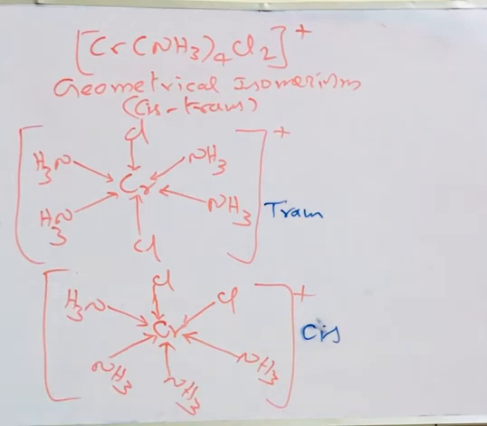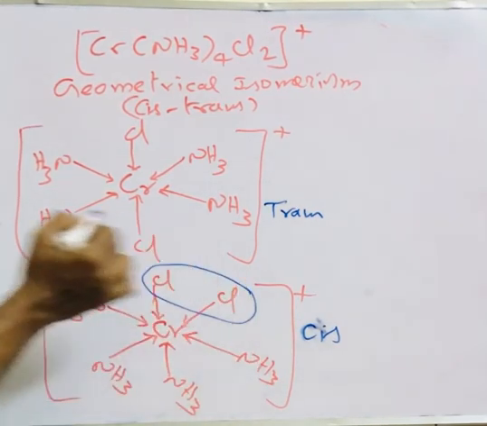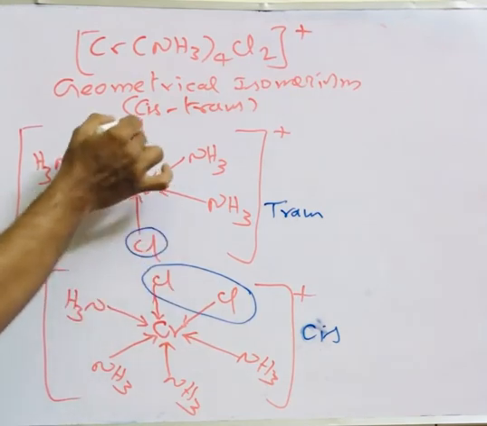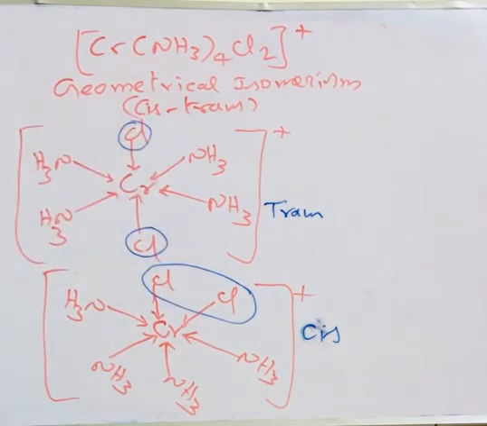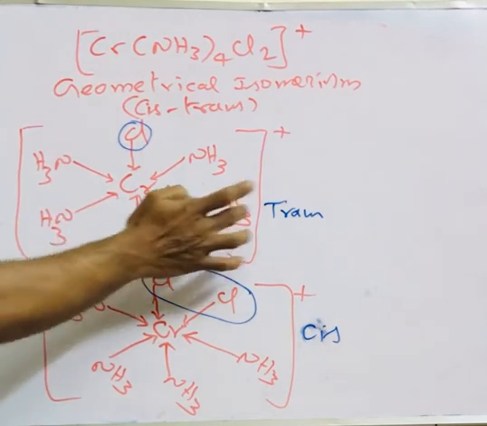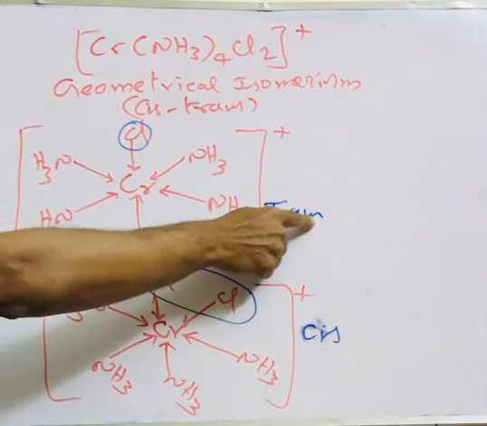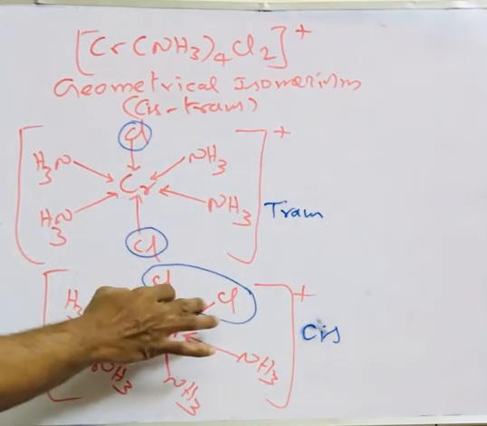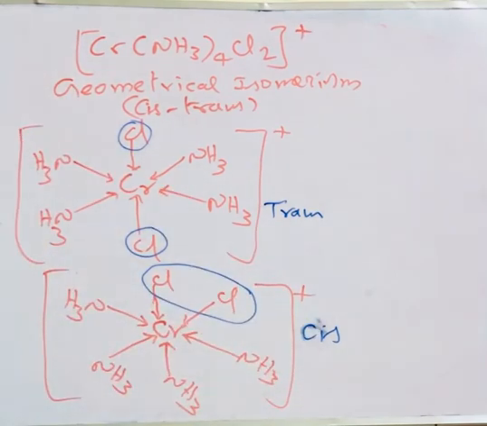Cis form. Why is it cis? You can see these both are on the same side. But here this and this are on opposite sides. When the similar groups are on opposite sides, that is called trans form, TRANS. If both are on the same side, this is called cis form.